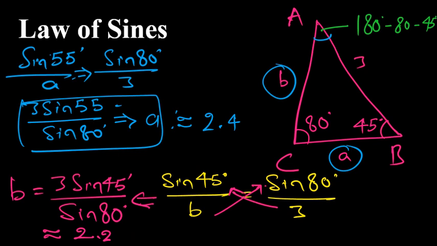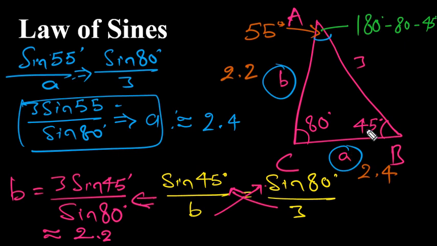I know this is getting a bit longer, so stay with me. I'm trying to solve this as simply as possible, and slowly. But now I'll speed up. So this angle was 55, and b is 2.2 and a is 2.4. So these are all the unknowns that we can find using the law of sine.